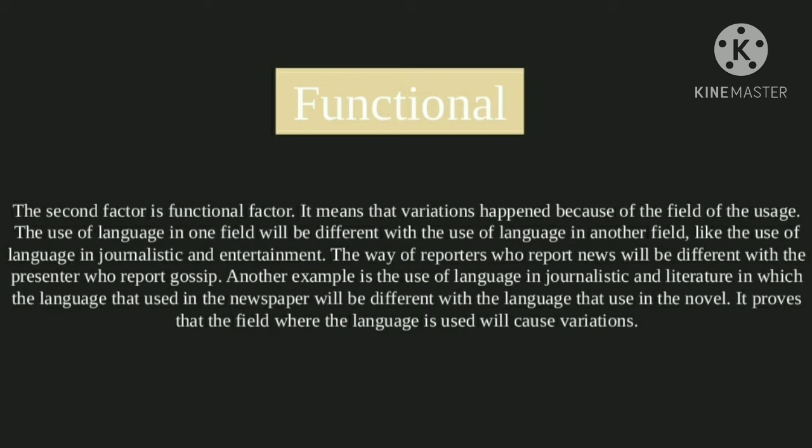Functional. The second factor is functional. It means that variation happens because of the field of usage. The use of language in one field will be different from the use of language in other fields, like the use of language in journalism and entertainment. The way a reporter reports news will be different from the way a presenter reports gossip. Another example is the use of language in journalism and literature, in which the language used in a newspaper will be different from the language used in a novel. It proves that the field where the language is used will cause variation.